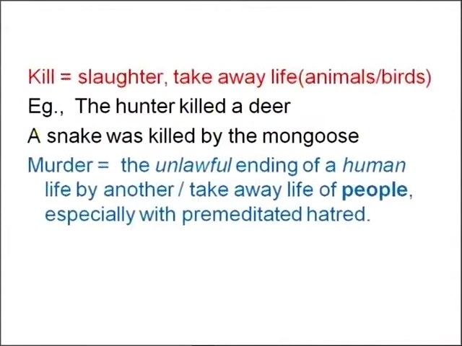Murder means the unlawful ending of a human life by another, or taking away the life of people, especially with premeditated hatred. Suppose you are angry with somebody, and in a fit of rage you kill somebody. It's called murder, right? Yes. So killing is different.